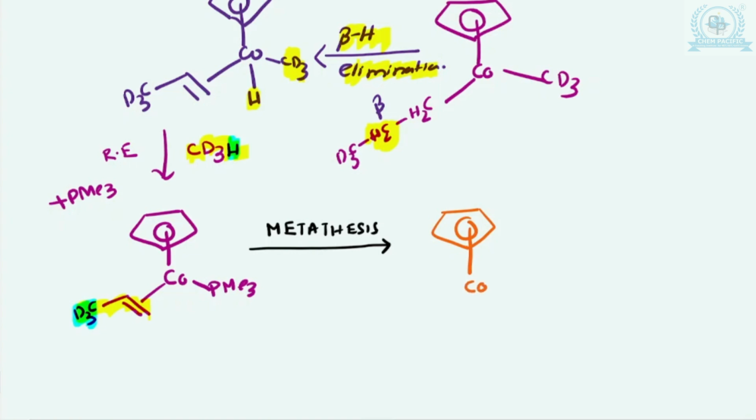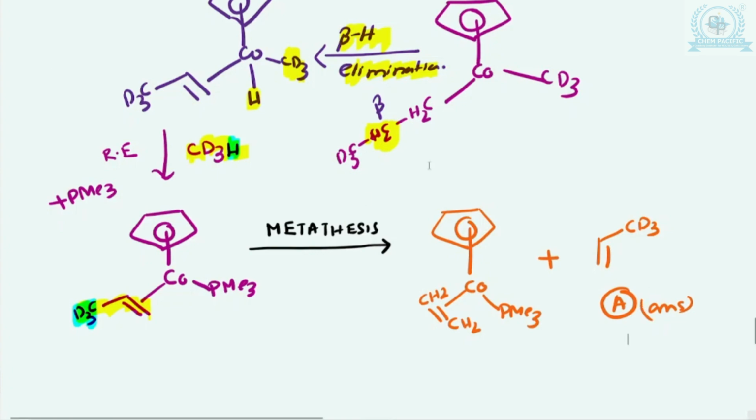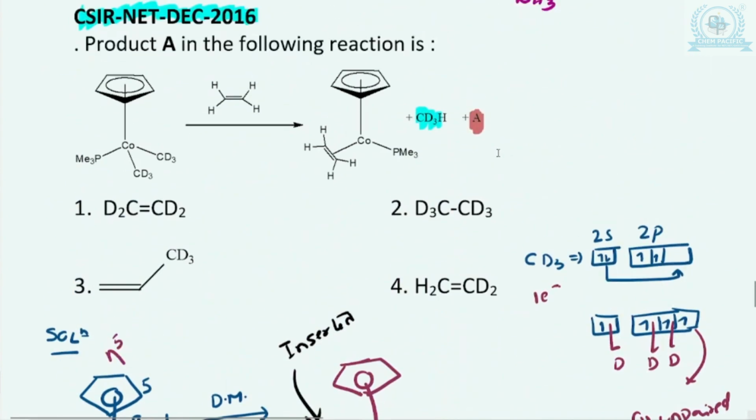So this is very important. The last step, keep it in your mind, is the metathesis reaction. Very important. If you become confident about these small concepts, then you can easily solve all of them on your own. So this is our required product A, which is the answer. Okay, so our answer is this. Okay, this is our required product.